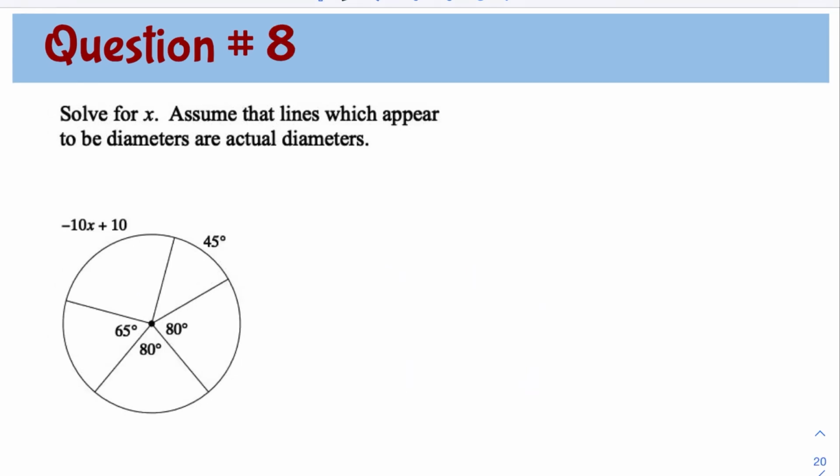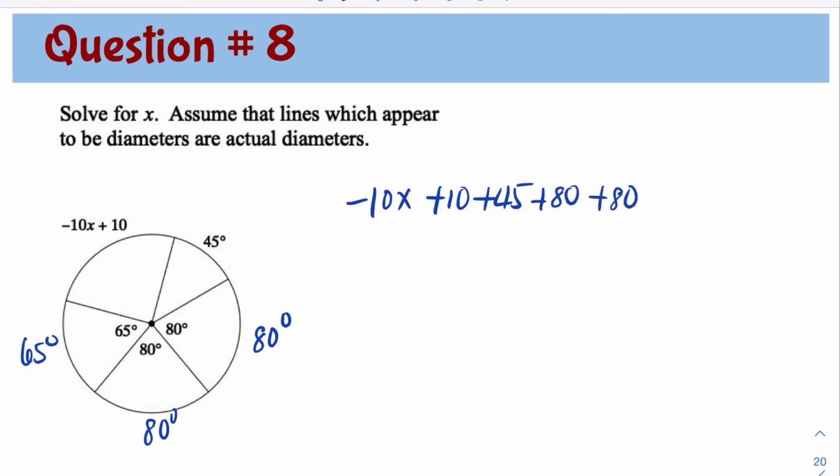Question number 8. Solve for the x value. In this diagram, this means that this arc is 80 degrees, and 65 degrees. And we know that a circle has 360 degrees of arc. So to set up the equation, we have negative 10x plus 10 plus 45 plus 80 plus 80 plus 65 should be equal to 360 degrees.